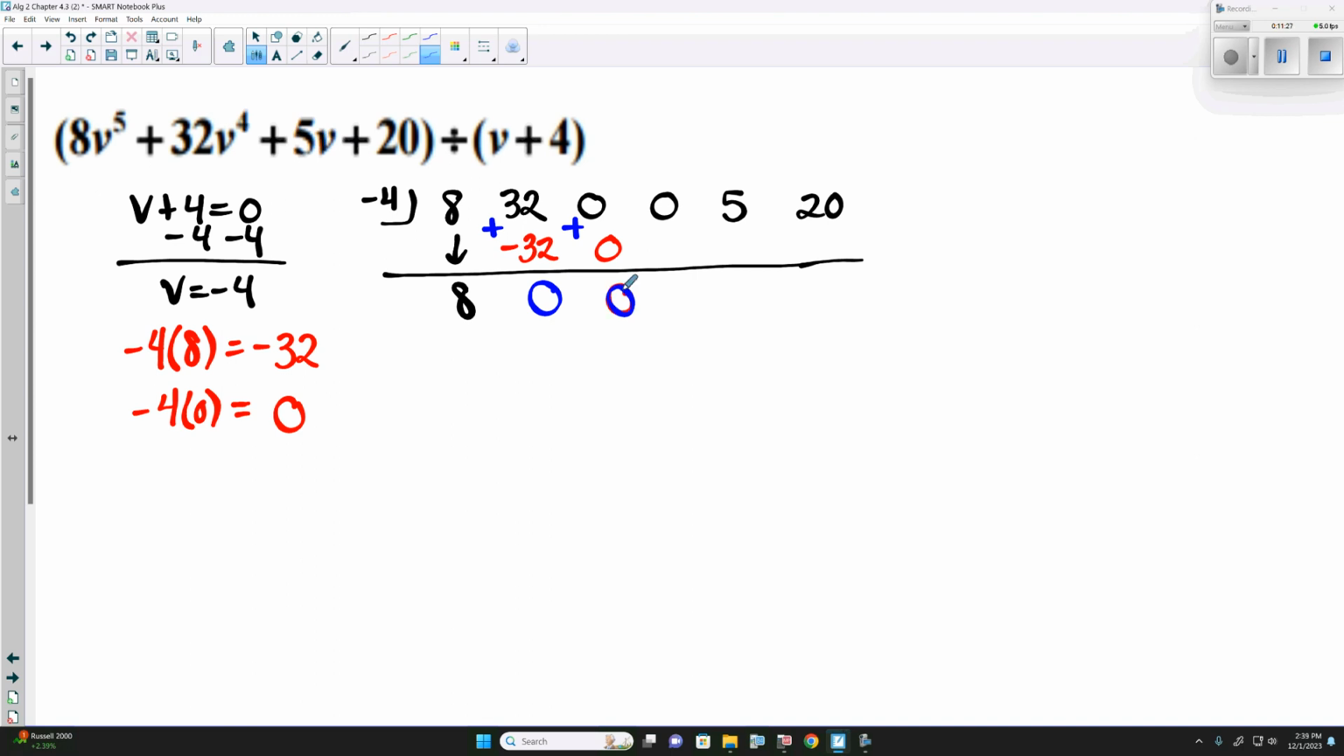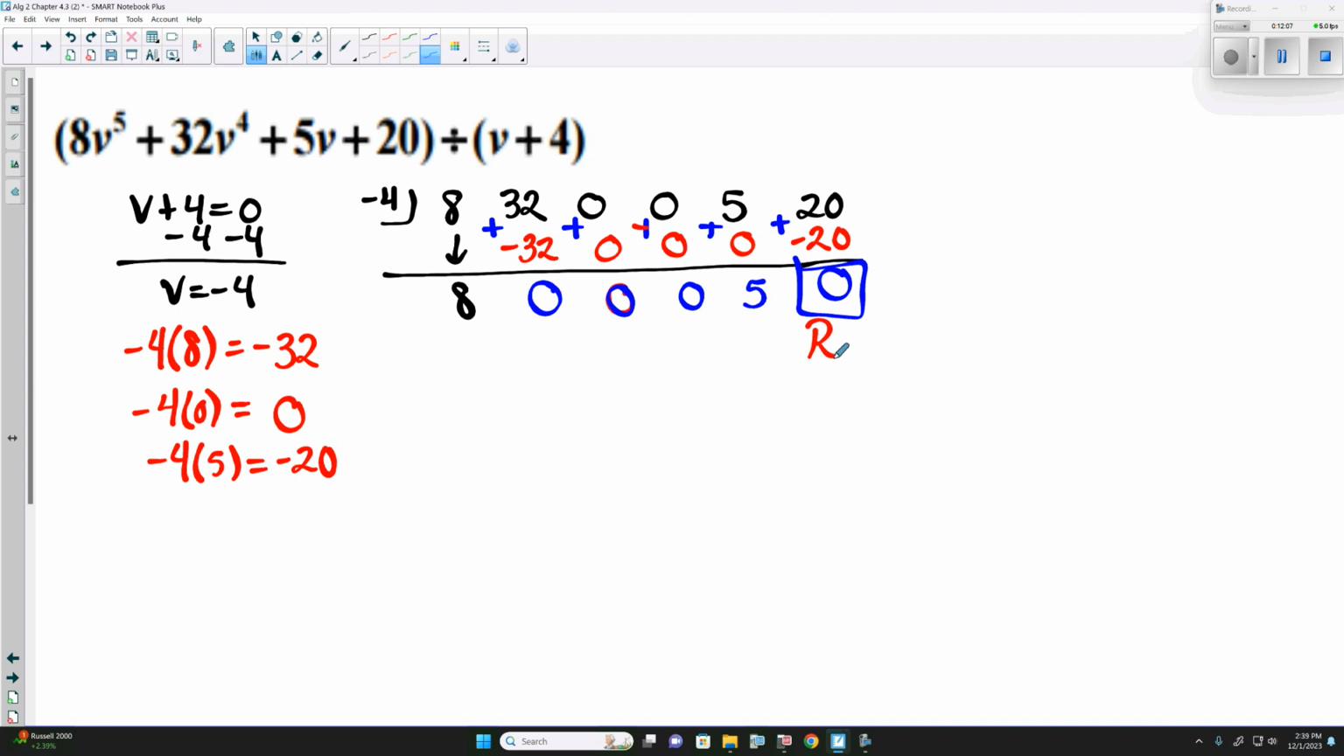Okay. -4 times 0 is 0, 0 plus 0 is 0. -4 times 0 is 0, 5 plus 0 is 5. Now we're going to do -4 times 5 is -20. And 20 plus -20 is 0. And we put a box around the last one because that is our remainder.